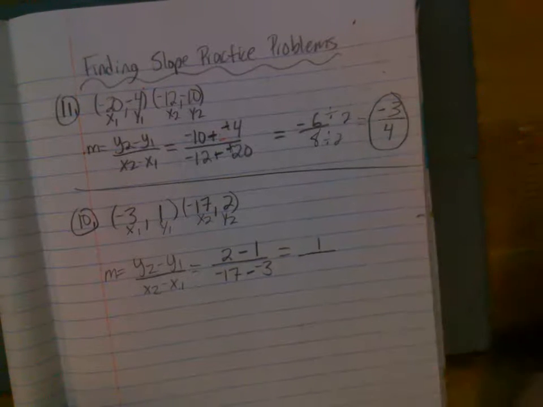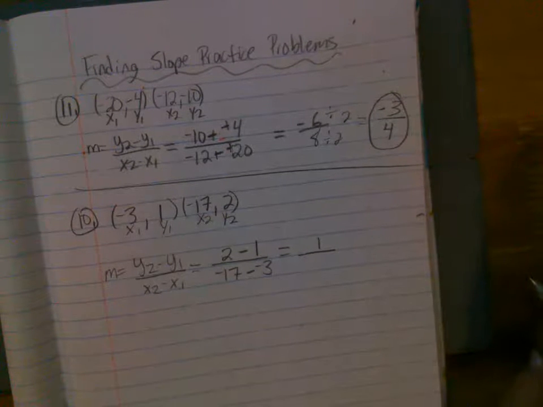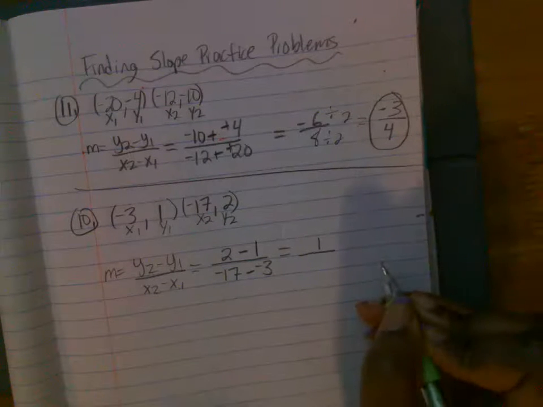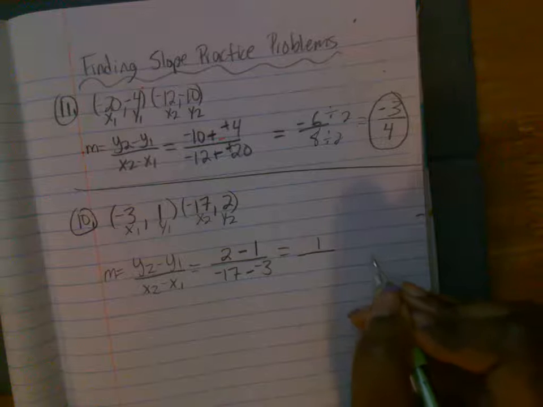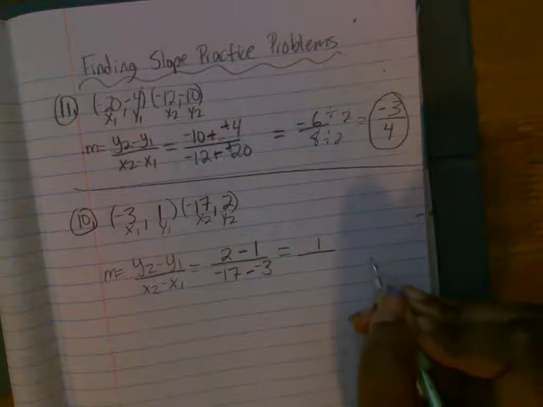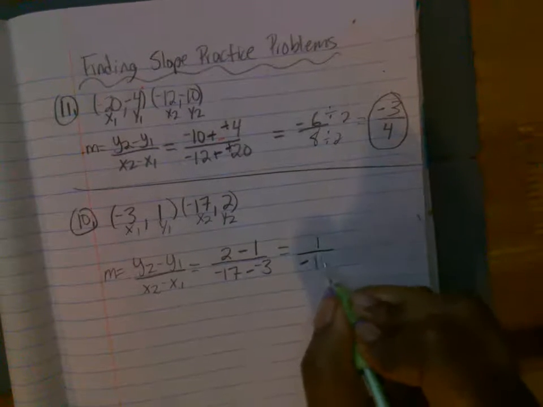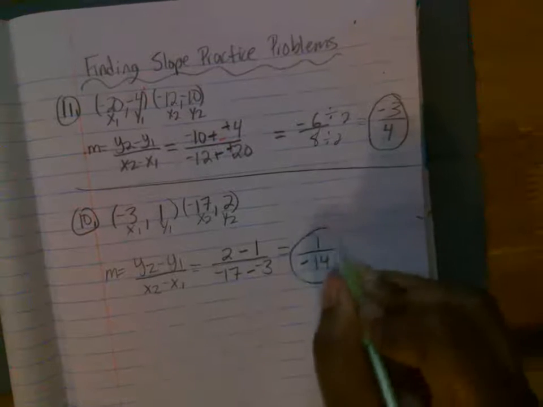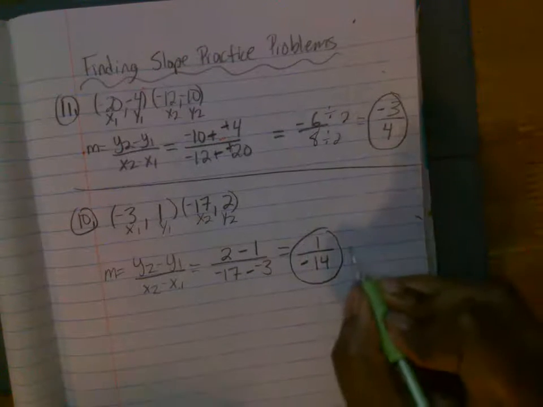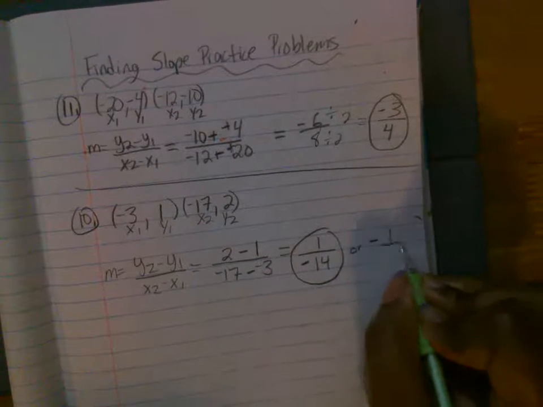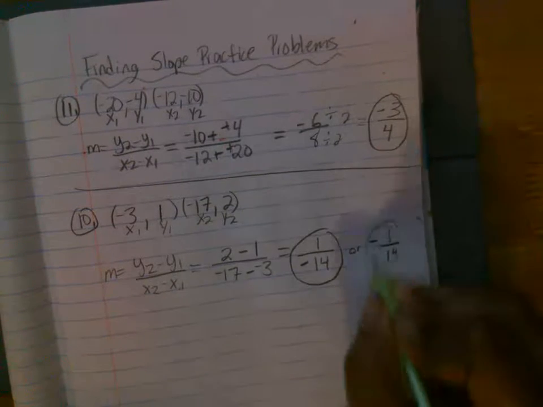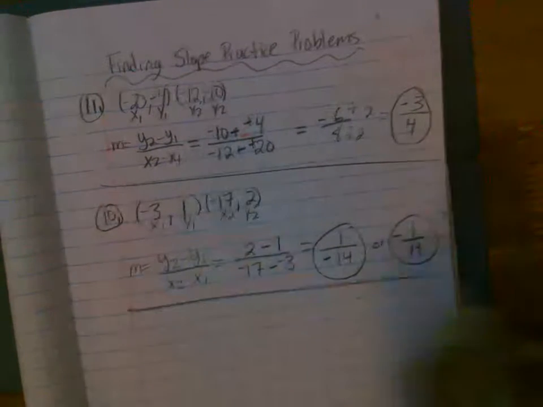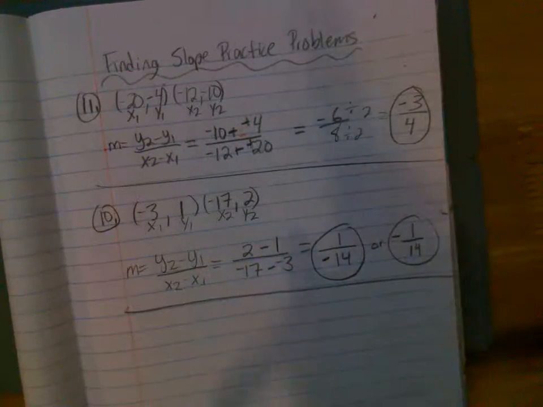What does that give us on the bottom, Ella M? Negative 14. Good job, babe. This is reduced or simplified, so this is our answer. Or we can write it as negative 1 over 14. Either way, as long as one of them is negative.